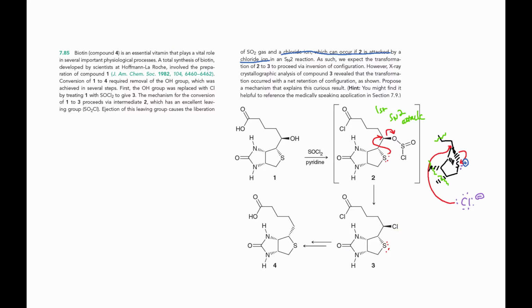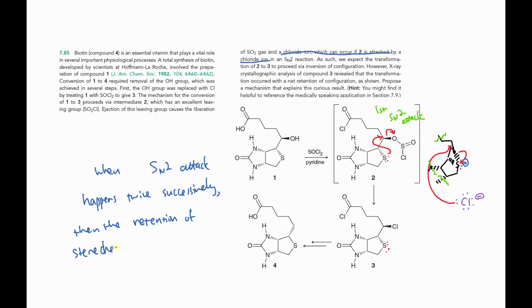So the bottom line is, when SN2 attack happens twice successively, then the retention of stereochemistry is preserved.